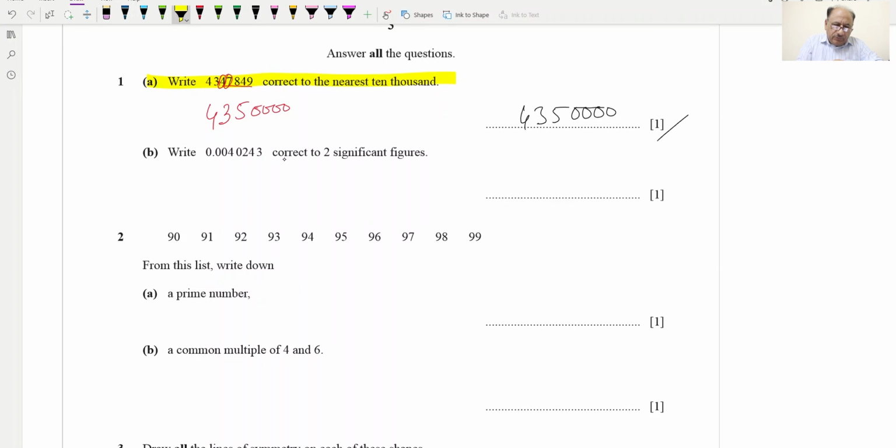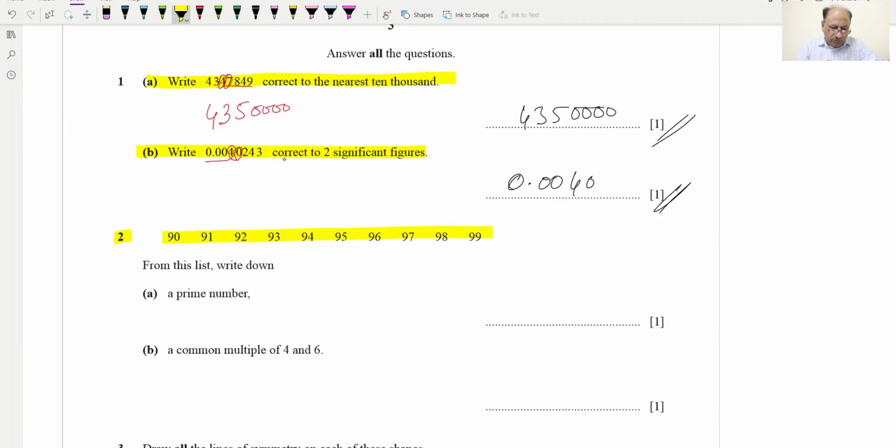Write this number correct to two significant figures. Leading zeros are non-significant, so we'll leave these. The first significant number is this one, 4, and the next significant number is this one. So we will write our answer as 0.0040 up to two significant figures. This is done. Now question number 2.